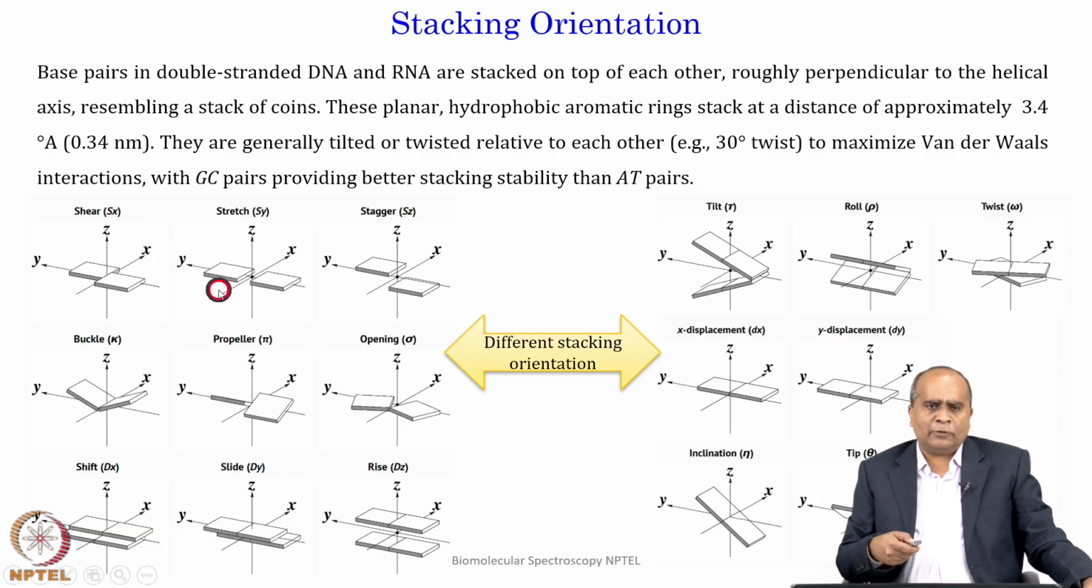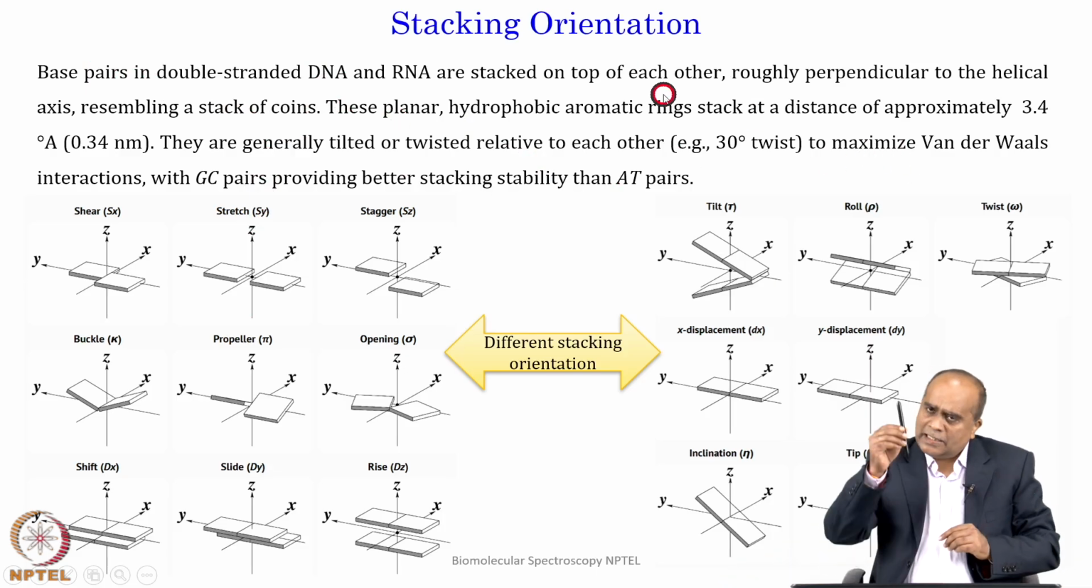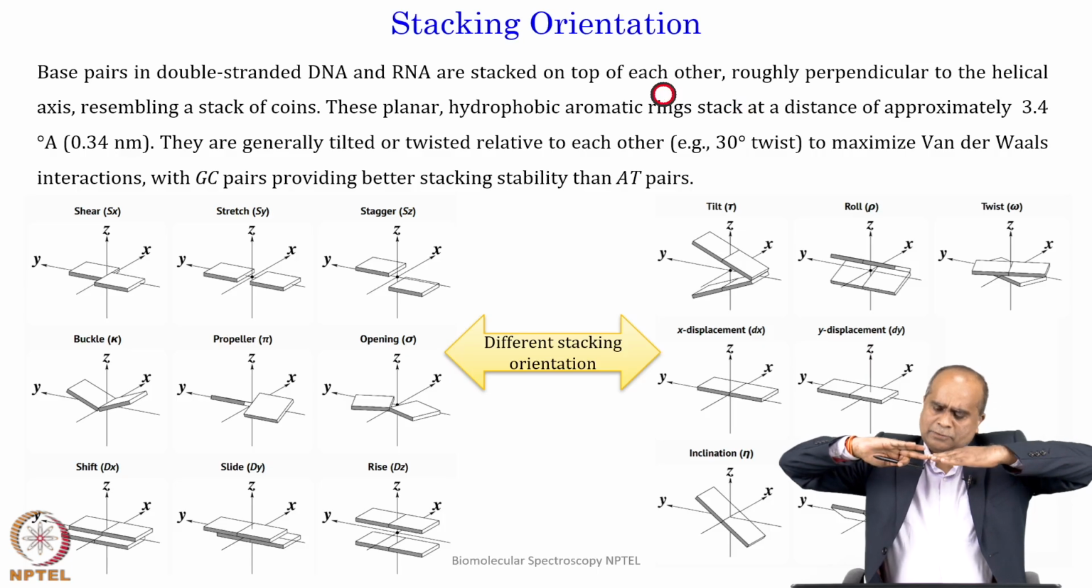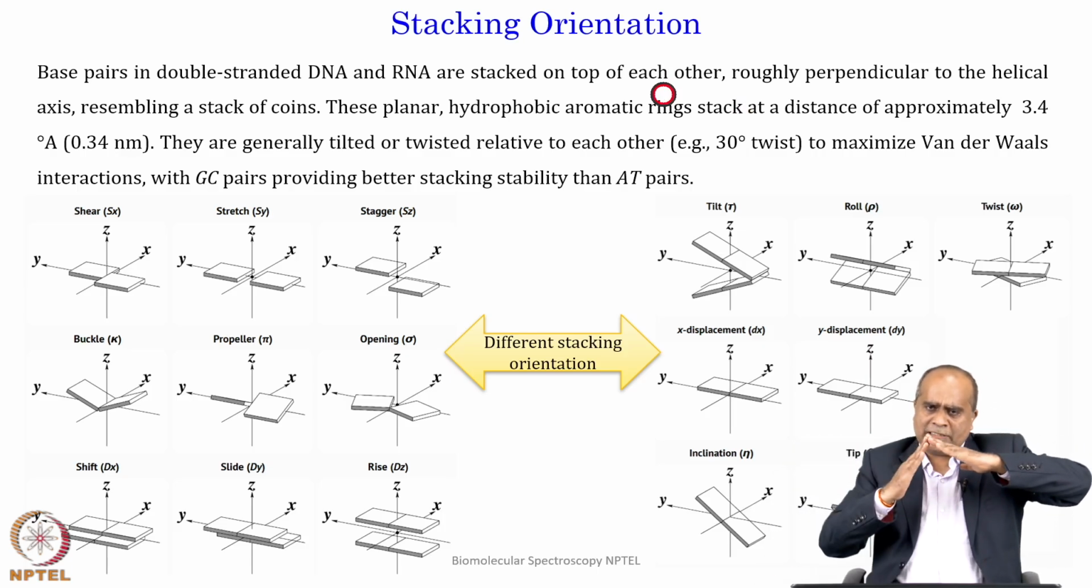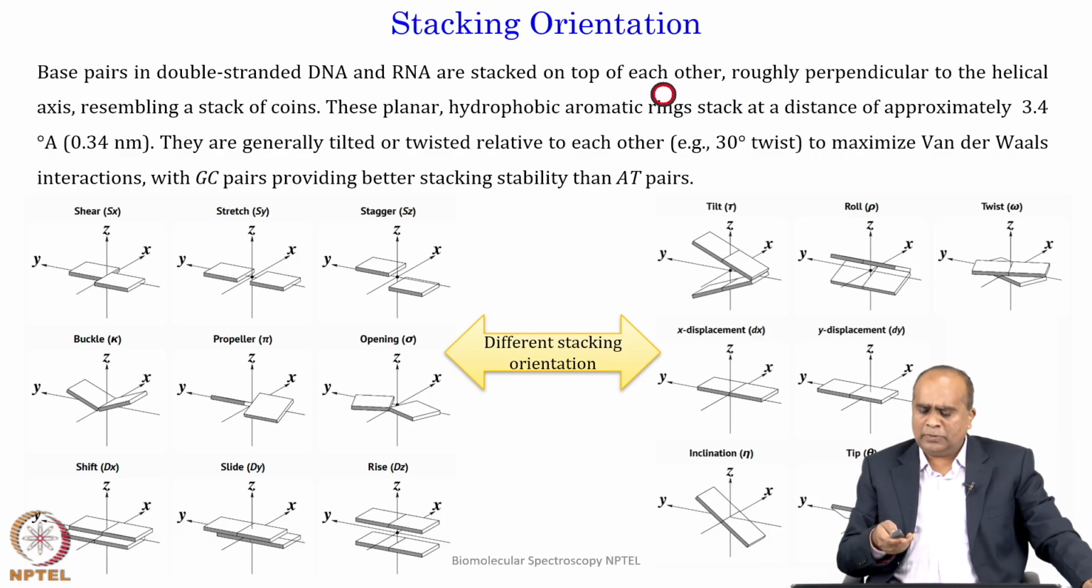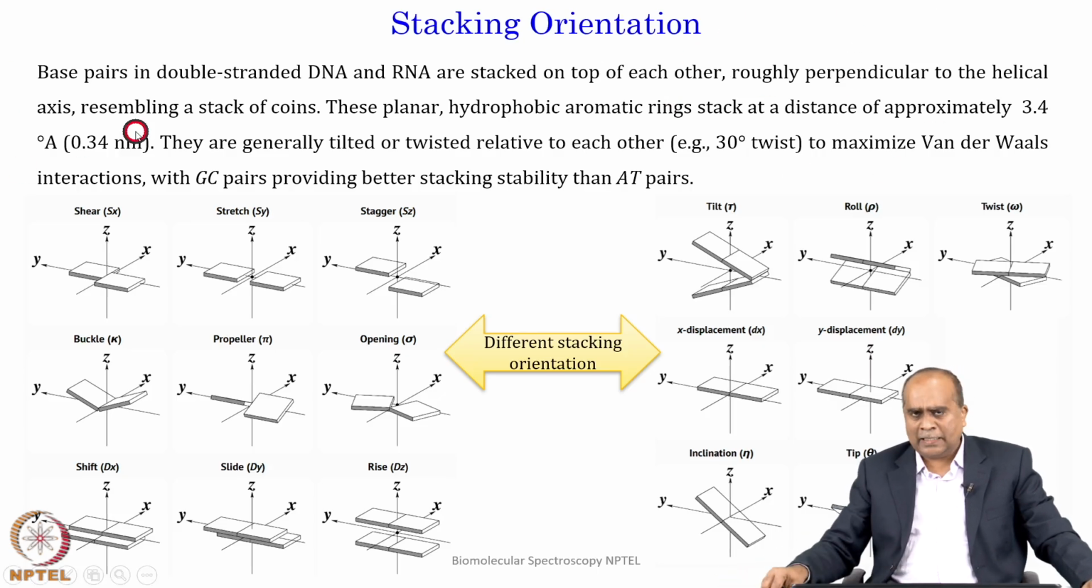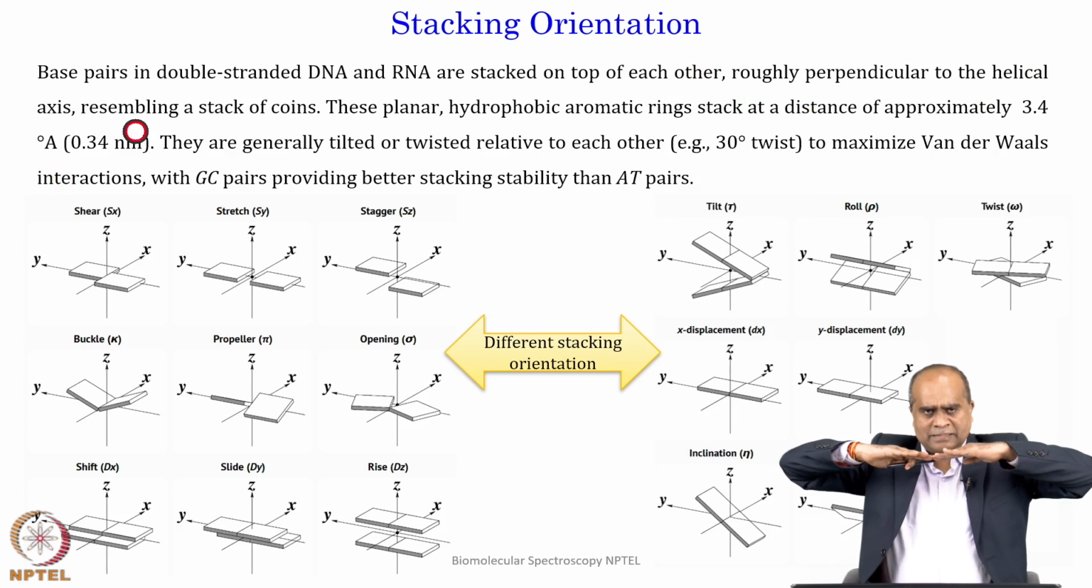From your biochemistry book, we know that in DNA there is a stacking orientation. In any double helix, double stranded DNA or RNA, these bases are stacked on top of each other. If you look at this helix axis, the bases are stacked like this, either parallel or twisted or tilted, roughly perpendicular to the helix axis.